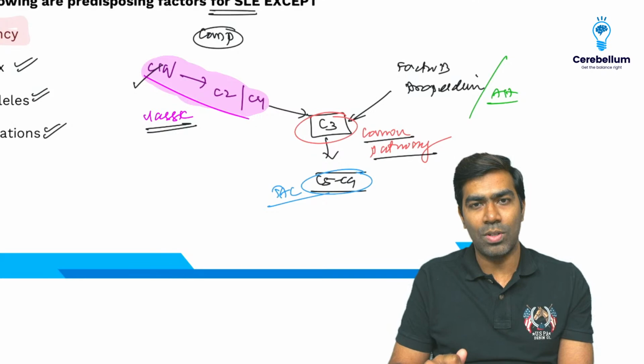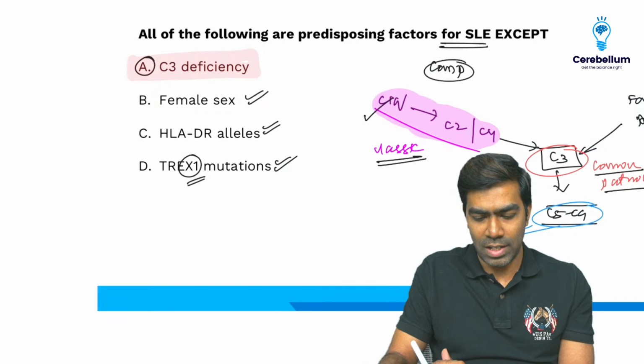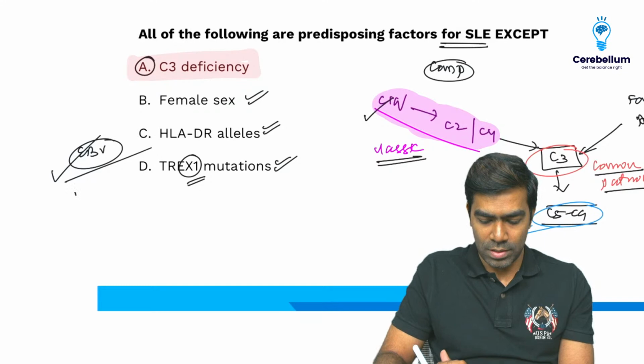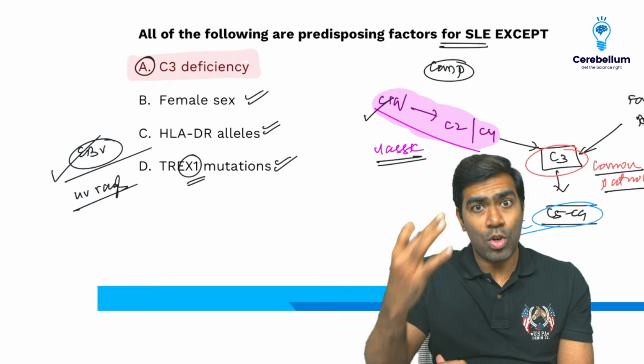If they ask you one of the strongest environmental factors that are associated with development of SLE, it is Epstein-Barr virus. Please don't forget it. One of the strongest environmental risk factors for development of SLE, Epstein-Barr virus. UV rays has been thought to be a risk factor for development of SLE, because most of the lesions in SLE are photosensitive. We all know that. So UV rays, please don't forget that. So Epstein-Barr virus, don't forget that.